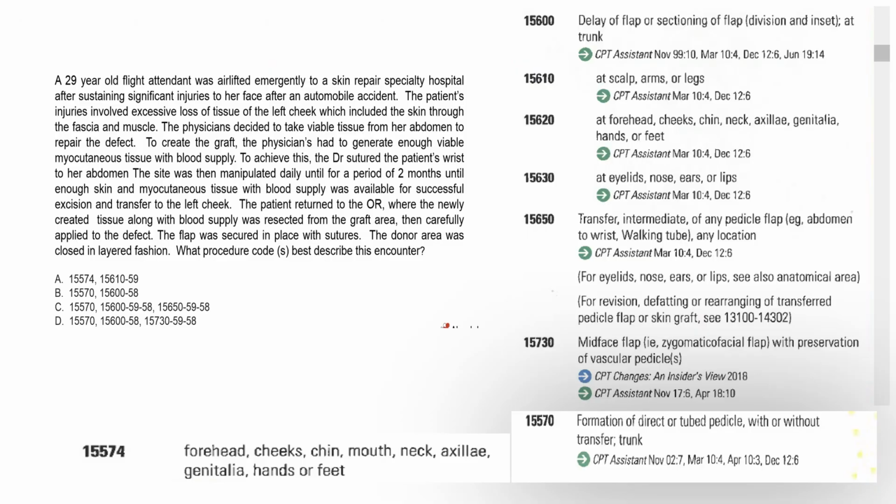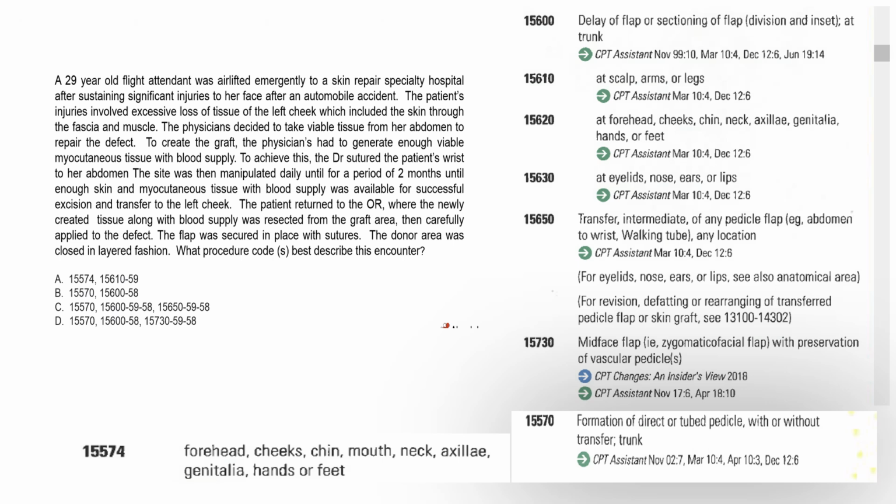A 29-year-old flight attendant was airlifted emergently to a skin repair specialty hospital after sustaining significant injuries to her face in an automobile accident. The patient's injuries involved excessive loss of tissue of the left cheek, which included the skin through the fascia and the muscle. The physician decided to take viable tissue from her abdomen to repair the defect. To create a graft, the physician had to generate enough viable myocutaneous tissue with a blood supply.